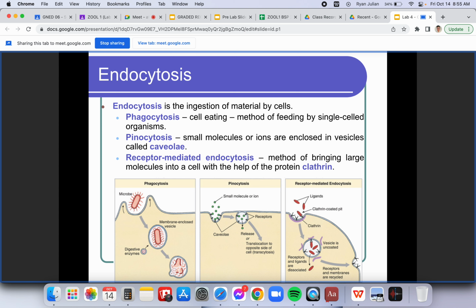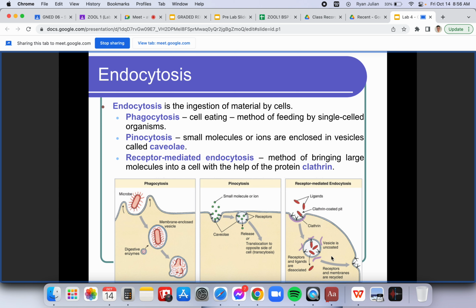Lastly po, the receptor-mediated endocytosis, a method of bringing large molecules into a cell with the help of the protein called clathrin. Some examples of large macromolecules include ligands, which can be found in most cells of animals. It will be coated with a clathrin pit, and the entire clathrin is protruding from the cell wall. And after quite some time, the ligands will travel down the vesicle, which will eventually coat it, giving rise to receptors, and ligands are dissociated. When we say dissociated, it is the process of the separation of one molecule from another molecule.